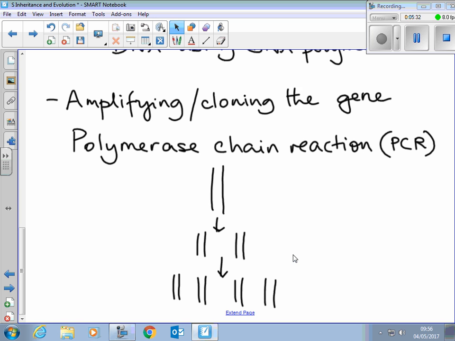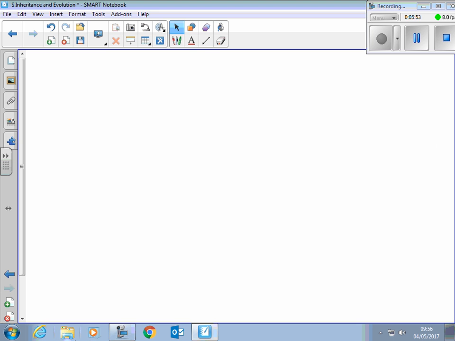Well, the next problem is, how do you get it into a host cell? And can you get it into all the cells that you want to? And if not, how are you going to identify the cells that have been modified against the cells that haven't? So actually modifying cells is the next step in the process.